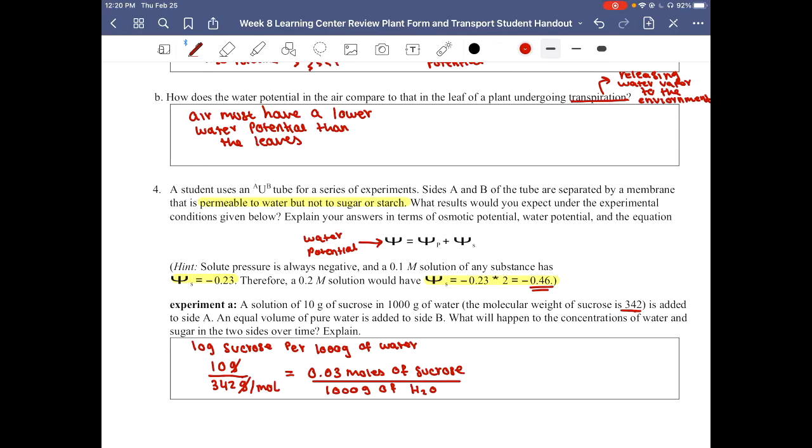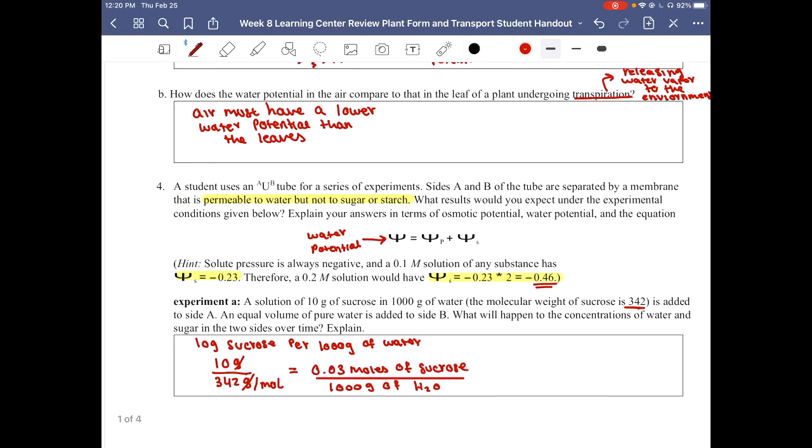So we're going to apply the principle that we learned about solute potential, how we can just multiply it by our moles to get our new value. So here we have 0.03. To get this value, we can do 0.23 times 0.3, and that's going to give our new solute potential, which is negative 0.069.